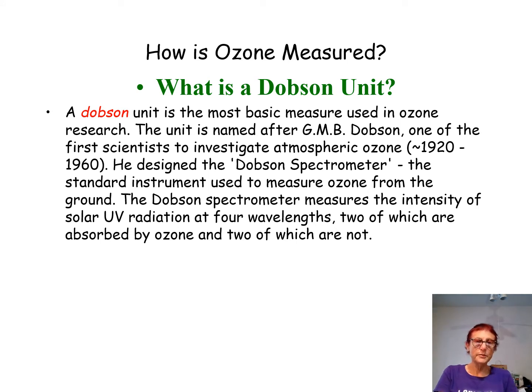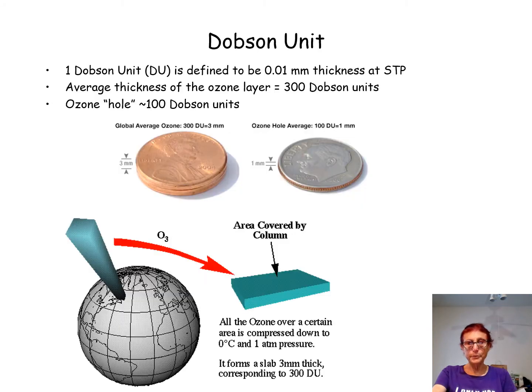So there's a gentleman named Mr. Dobson, and he developed a device to measure the thickness of these layers. We talk about Dobson units, we talk about TOMS imaging. What exactly is this Dobson unit, and how can we make this more real for you? Well, a Dobson unit is defined as 0.01 millimeters thickness at standard temperature and pressure. So if you compress this column of air, you'd get this thickness.